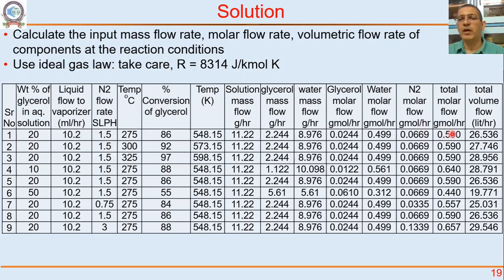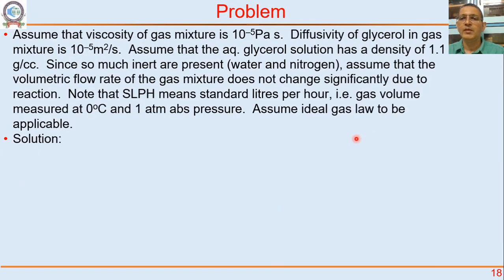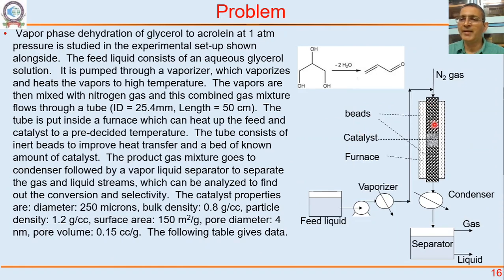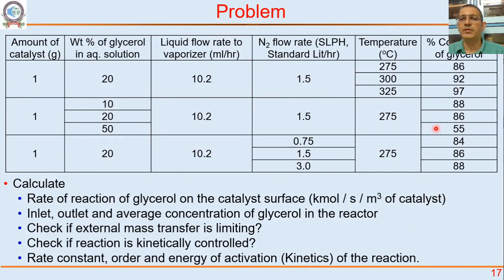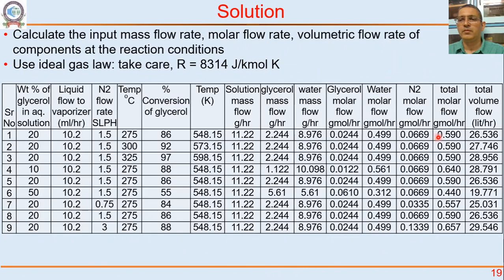And using the total molar flow rate, temperature and pressure, 1 atmosphere, use ideal gas law, we can calculate the volumetric flow rate. So what have we got so far? We have got volumetric flow rate entering here. We have got molar flow rate entering here. We have got glycerol molar flow rate here. So we have got inlet glycerol concentration. See, this total volumetric flow rate and glycerol molar flow rate will tell you gram moles. If you divide this by this, you will get gram moles per liter of glycerol concentration entering the catalyst bed.